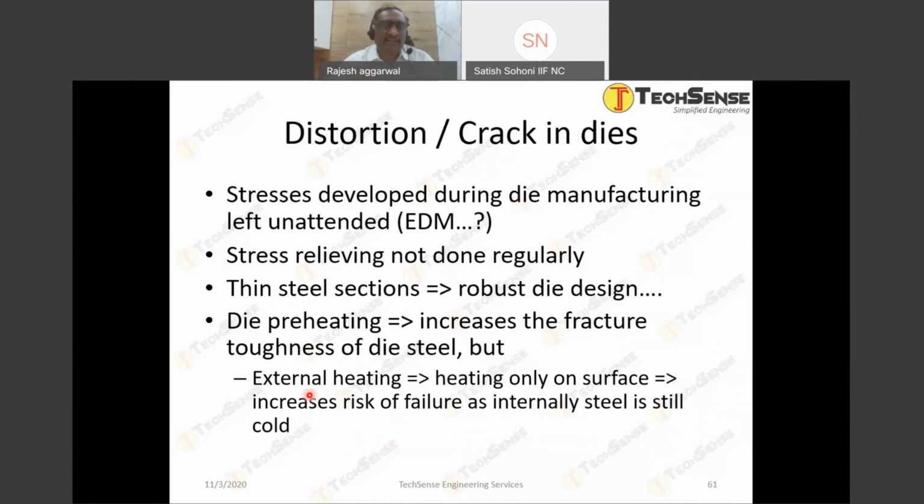Distortion crack in the dies: stress developed during die manufacturing left unattended, stress relieving not done regularly, thin steel sections, robust die design not there. Die preheating increases the fracture toughness of die steel, but external heating is not good because it only heats up the surface, and increases the risk of failure as internally the steel is still cold.